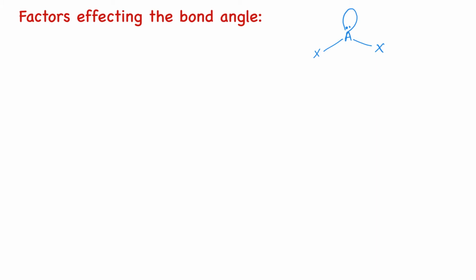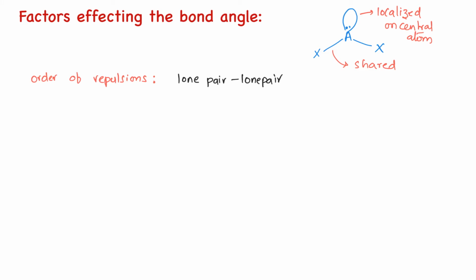There are some important differences between how a lone pair and a bond pair affects the geometry of a molecule. The lone pairs are localized on the central atom, while the bonding pairs are shared between the central atom and the terminal atom. Therefore, the lone pairs on the central atom occupy more space compared to the bonding electron pairs. Consequently, the repulsion between two lone pairs is greater than a lone pair and a bond pair, which is greater than the repulsion between two bond pairs.